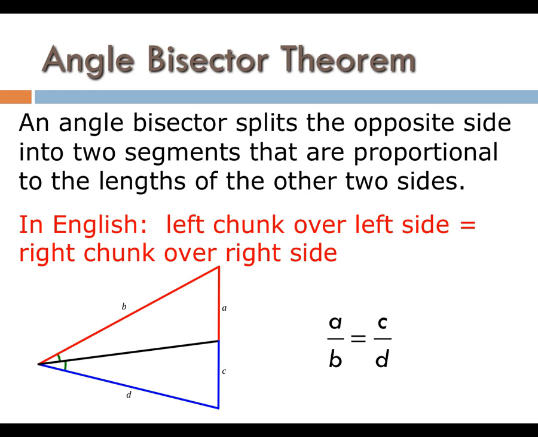What do you mean by right chunk over right side? This side is split into two parts. Chunk 1, chunk 2. Left chunk goes with left side. Oh, okay. Right chunk goes with right side. And even though it's up, it'd be up chunk.